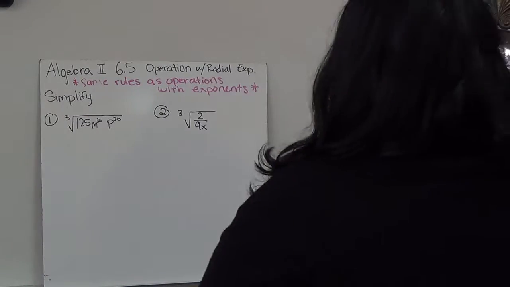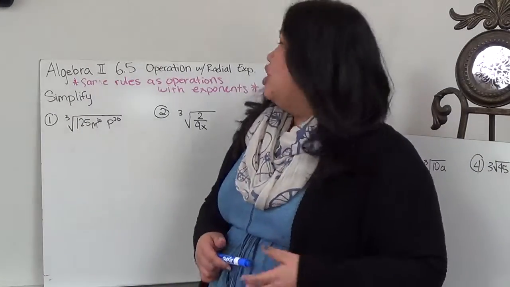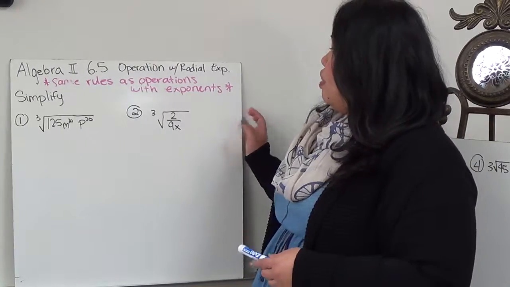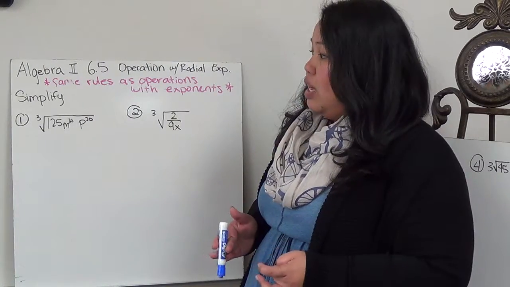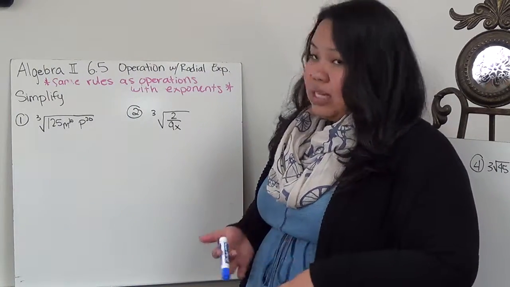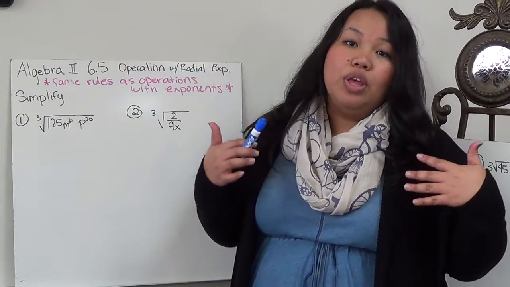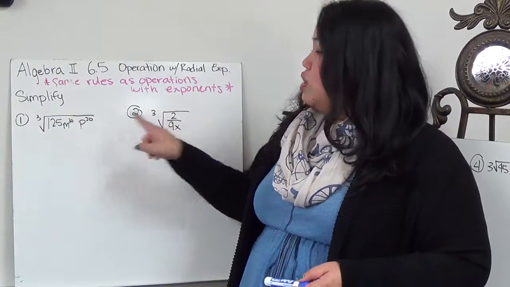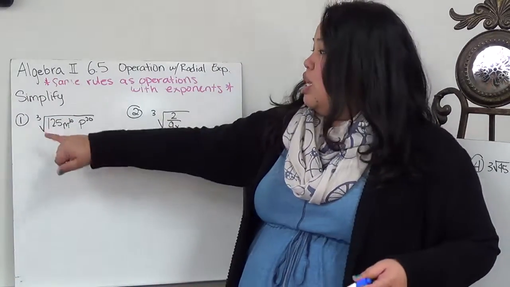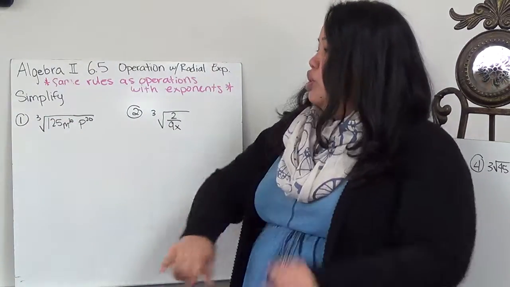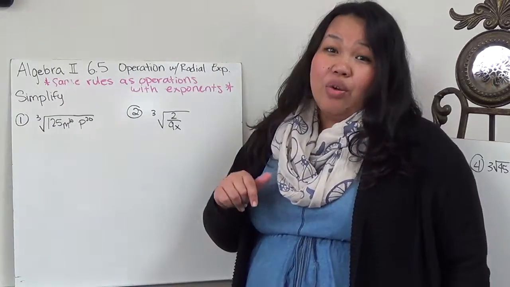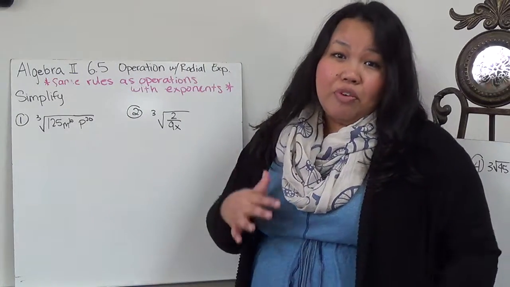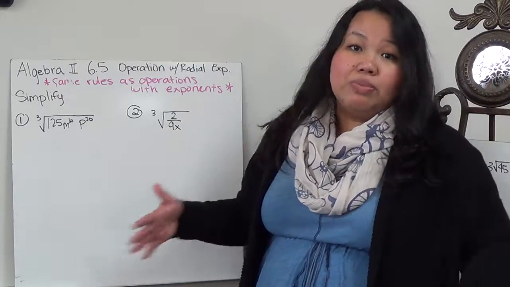In Algebra 2, section 6.5, we're dealing with operations with radical exponents. So basically, in the last section, 6.4, you were dealing with how to bring things out using this index number. So it's not just squared. You can use any numbers to bring things out. But now you're going to actually simplify and do operations: plus, minus, multiplication.